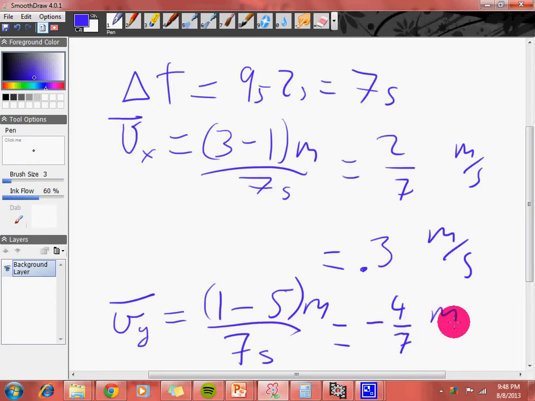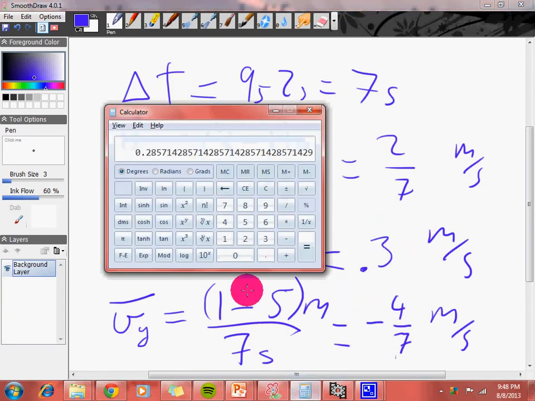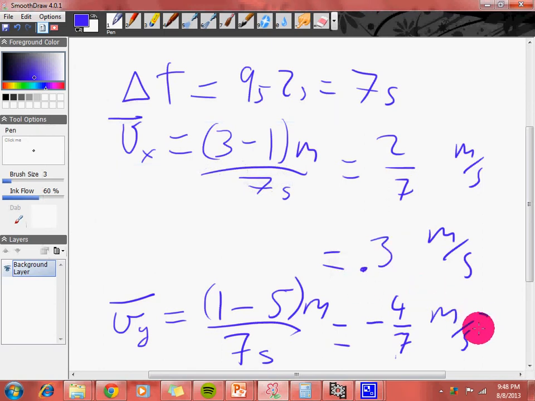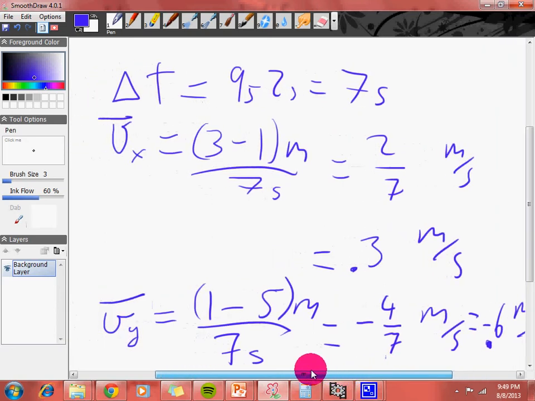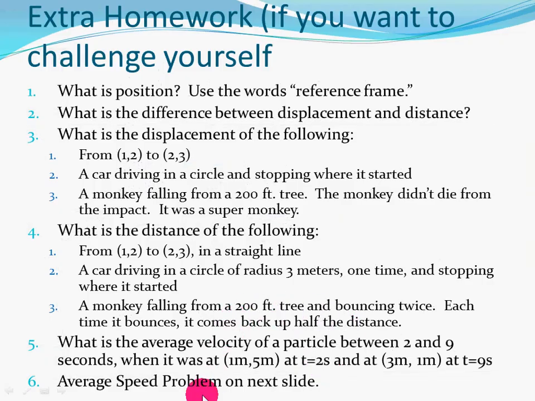Oh, here's a mathematical trick you can use. Since this is 2 over 7, and that's 4 over 7, it should just be twice this. Although this was part of the estimation, so if you multiplied this by 2, yeah, it'd end up being 0.6. Anyways, so this is going to be negative 0.6 meters per second. How about that? Alright, let's continue.